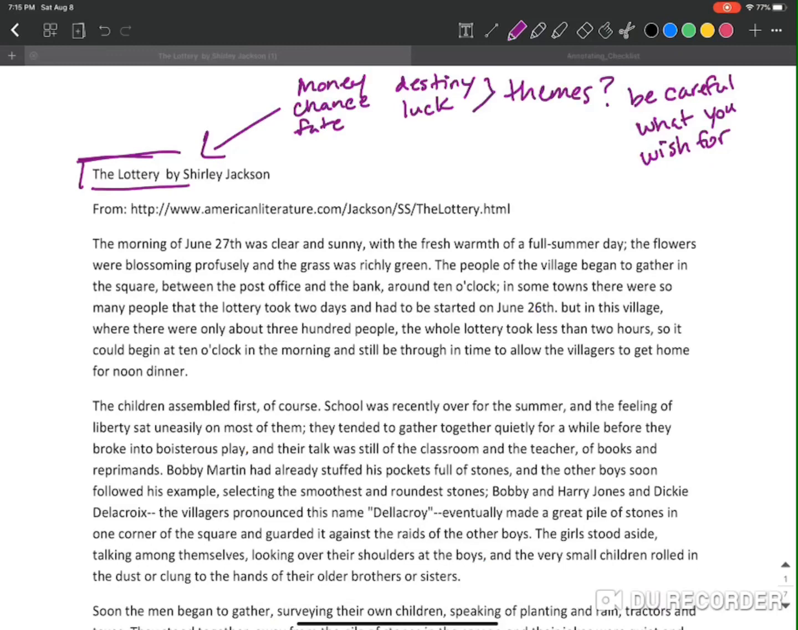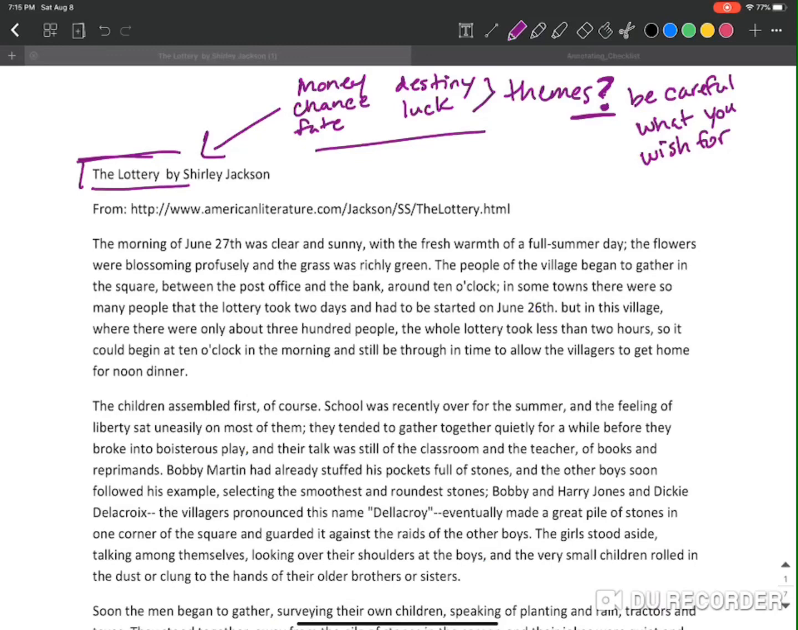Now, remember, once again, I'm not making major notes. It's little stuff. And I put that question mark here because these are ideas I want to come back to. In the end, was I right? Was it about money? Was it about chance? Was it about destiny? Was it about luck? Did I end up being correct about that?